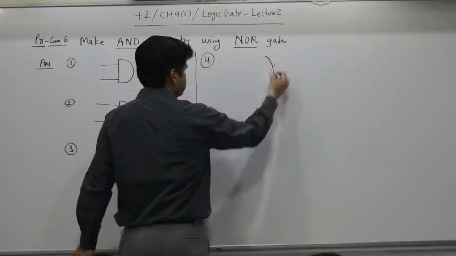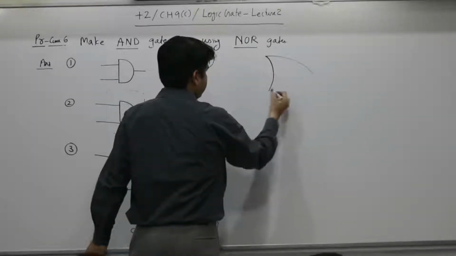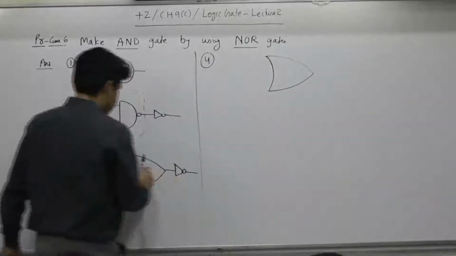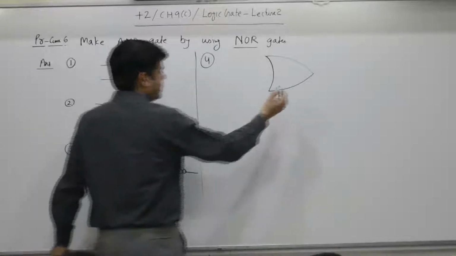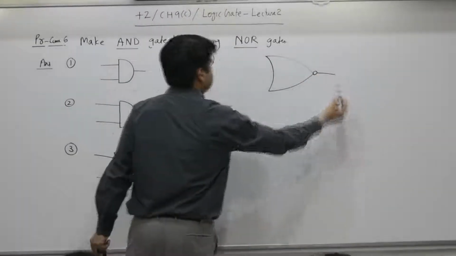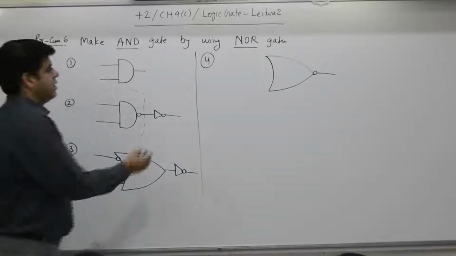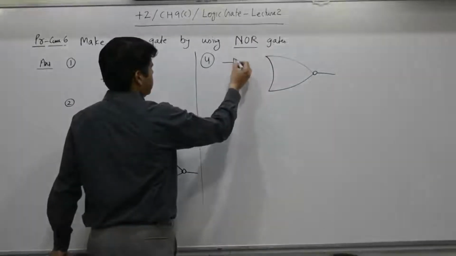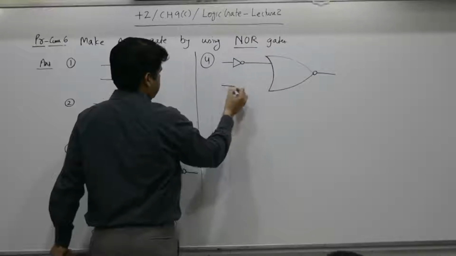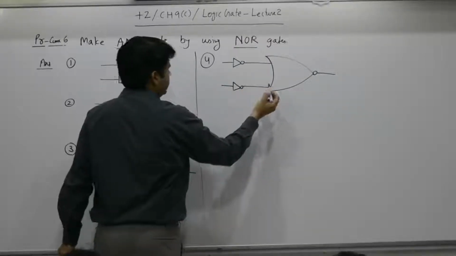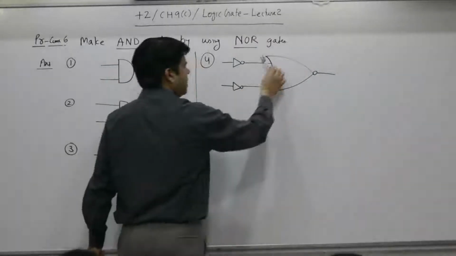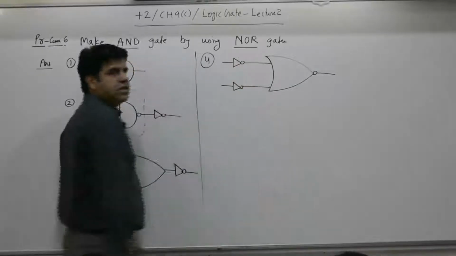Can we do it like this? OR gate. You can shift this NOT gate here. And then these two NOT can be shifted to this place like this. So this is a NOR gate, acceptable. This is a NOT gate, this is not acceptable.